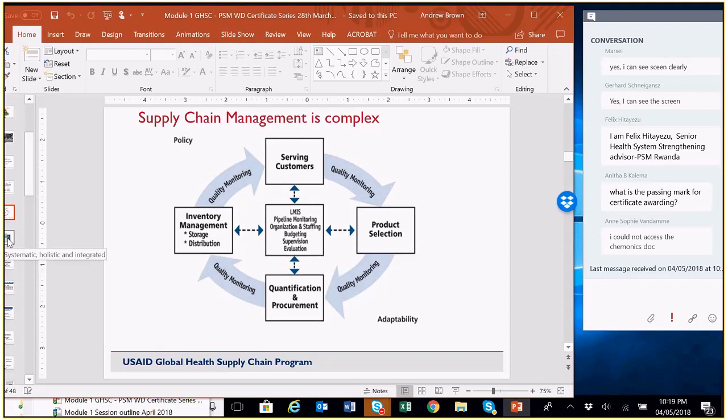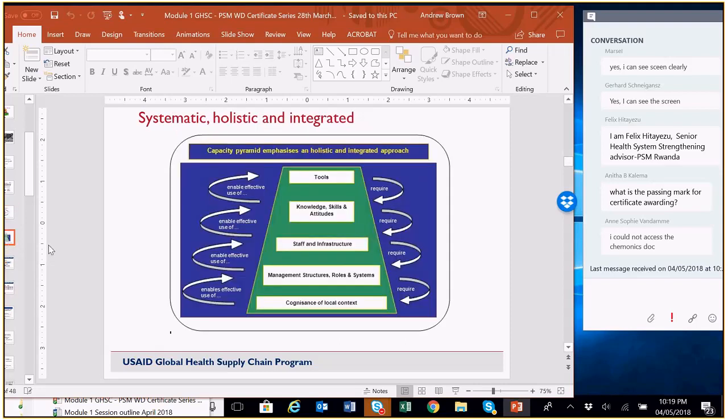Again, as part of a quick introduction, if you wanted to do extra reading, this is the Potter and Brough Capacity Development Pyramid. When we're teaching staff knowledge and skills and competencies, it's in this little block here, which is knowledge, skills, and attitudes. There's the competency development of individuals. But in a supply chain system, as in any health system, actually, it's no good just having that knowledge. You need the tools to start with, and then you need the knowledge to use the tools. You need the staff and the infrastructure to use the knowledge. You need management structure, systems, and roles to use the staff.